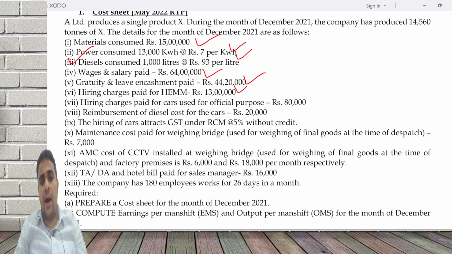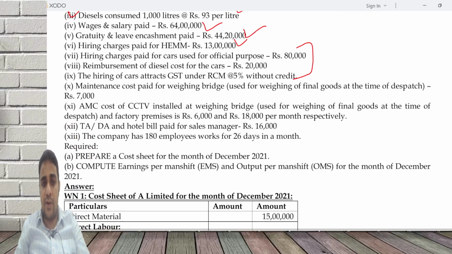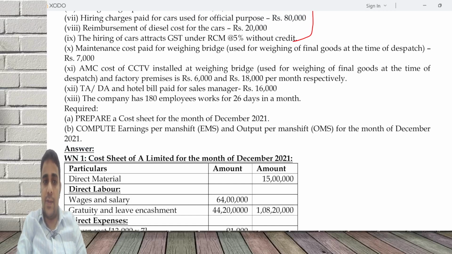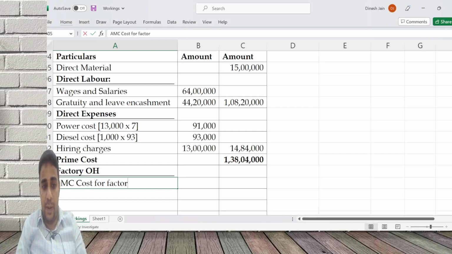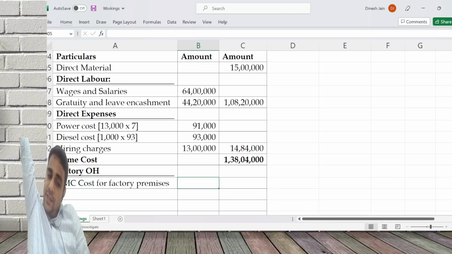Hiring charges of car, I can take mostly to administrative expense. Diesel cost for the car, hiring of cars attract GST, all this will come later. Maintenance cost paid for weighing bridge should ideally go to selling and distribution, because this is incurred for dispatch related cost. AMC cost of CCTV installed at weighing bridge: weighing bridge again will be selling and distribution. AMC cost for factory premises goes to factory overheads. Whatever has been incurred for factory premises will come here.